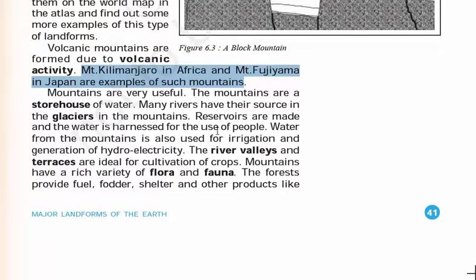And then, by civilization, people like us make reservoirs and the water is harnessed for the use of people. Since the water comes at a very steady pressure from above the mountain, it can also be used for irrigation and generation of hydroelectricity. Some of the valleys around the mountain are ideal for cultivation of crops. Mountains have a rich variety of flora and fauna. The forests provide fuel, fodder, shelter and other products.